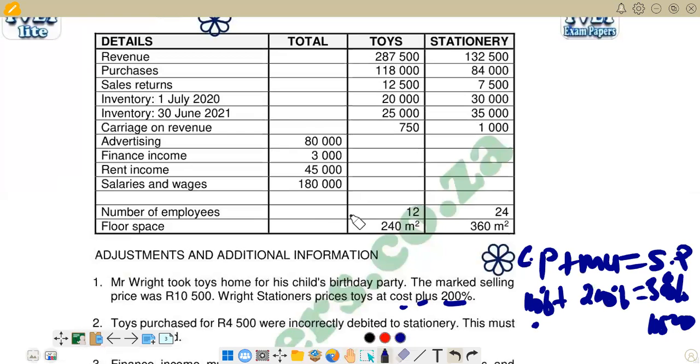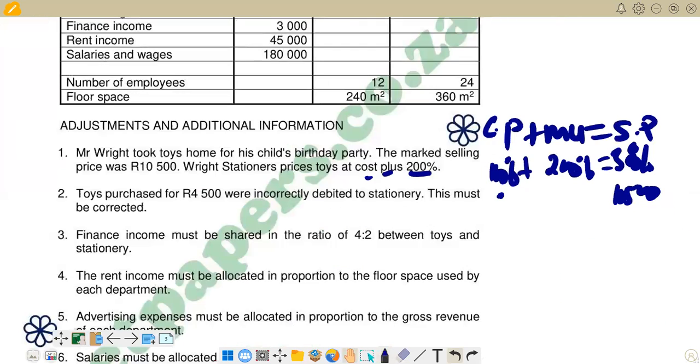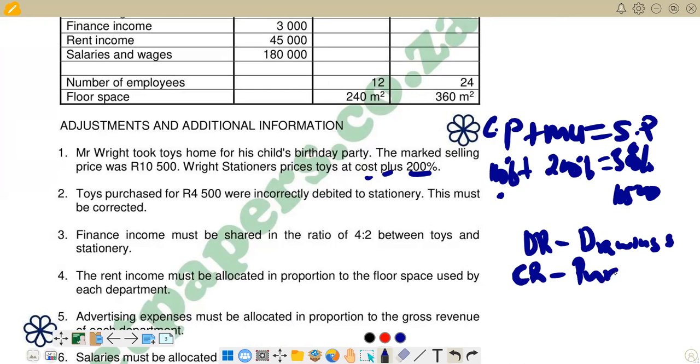So if you come here, you see the double entry. When there are drawings, it means we are going to debit the drawings account, and then we are supposed to credit the purchases, since it's periodic. If it was perpetual, we would credit the inventory account. So the account being affected here is purchases, which is what is being asked in the question. So we are going to credit purchases here.